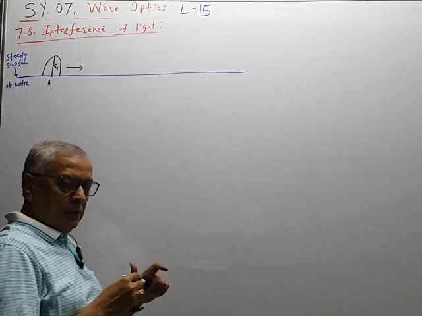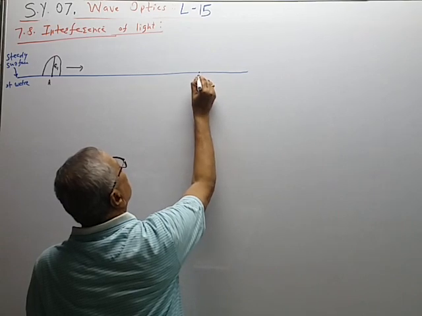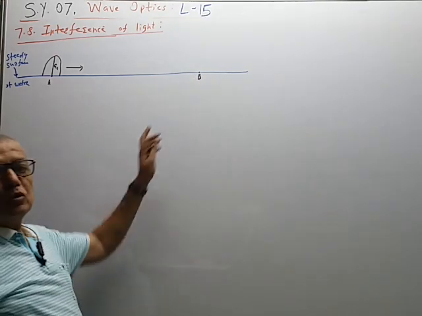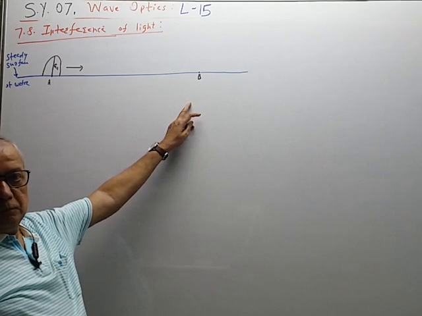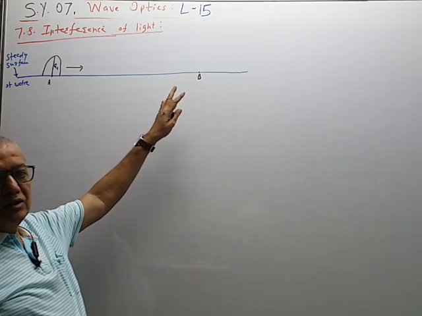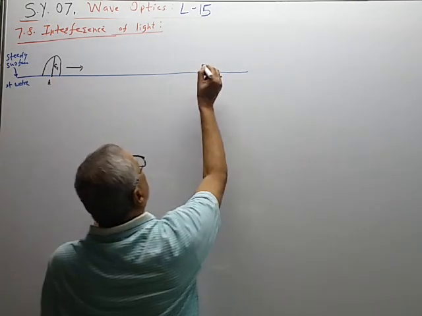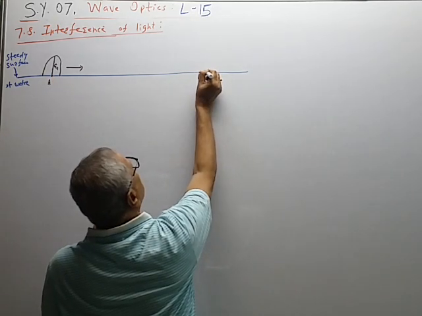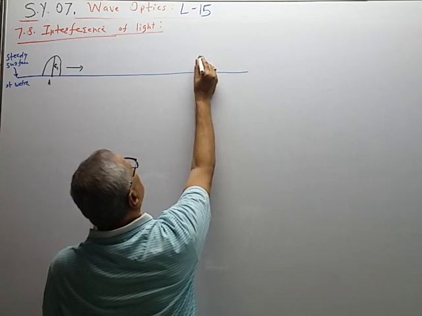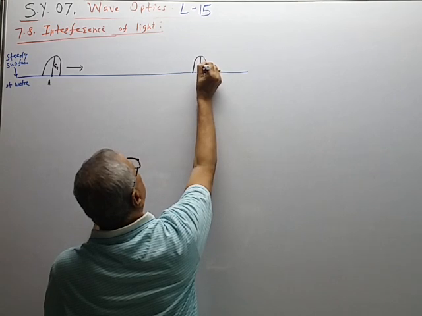Now, at point B, one more stone is dropped, but it is lighter in weight than the stone dropped at point A. So again, the ripples are produced, but it will have smaller amplitude A2.